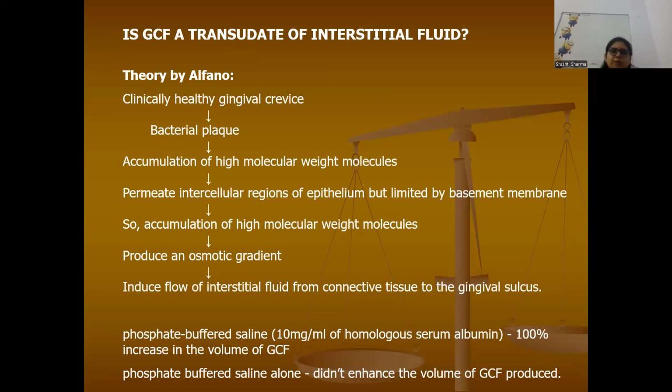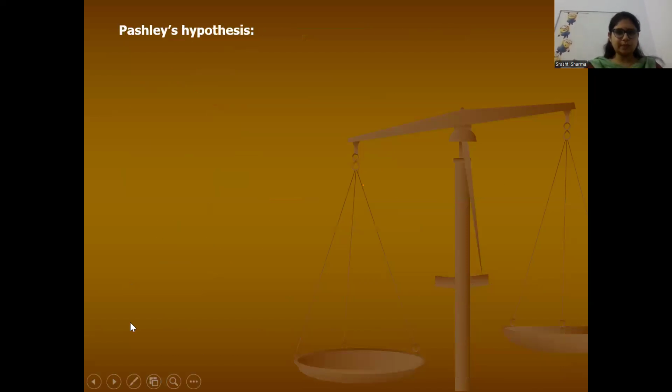So, phosphate buffered saline, that is 10 mg into 1 ml of homologous serum albumin, results in 100% increase in the volume of GCF. Phosphate buffered saline alone did not enhance the volume of GCF produced.